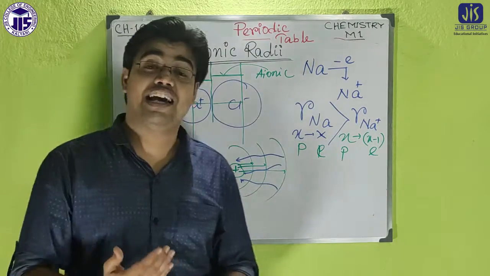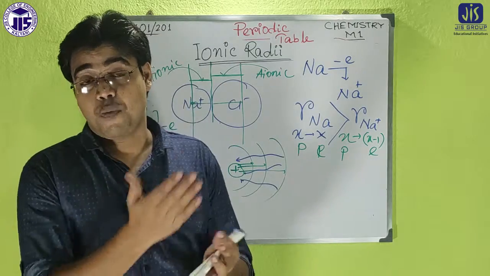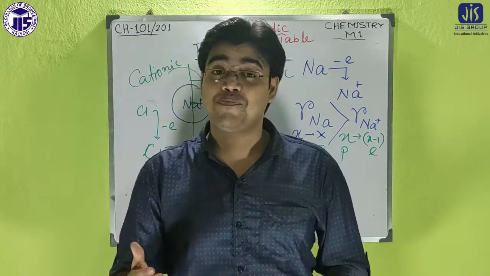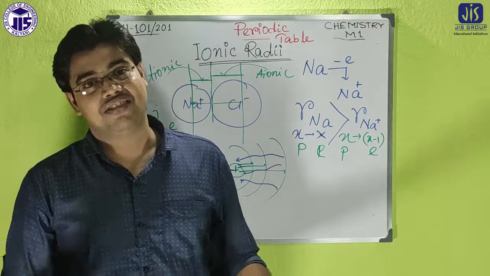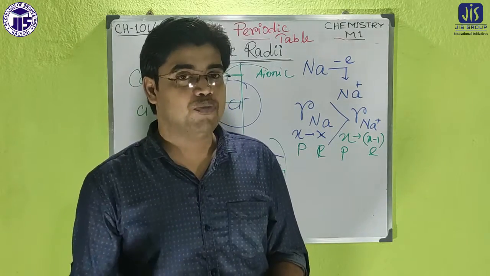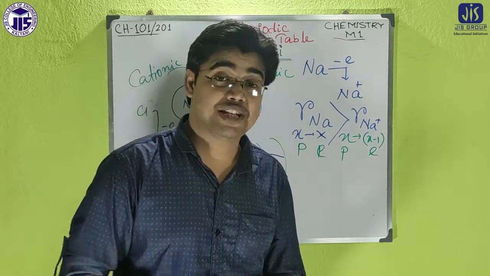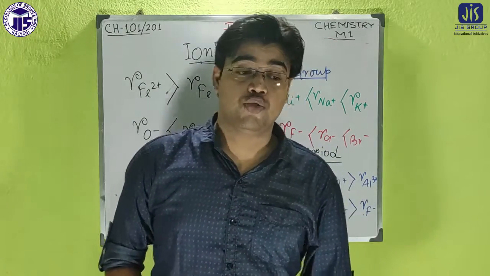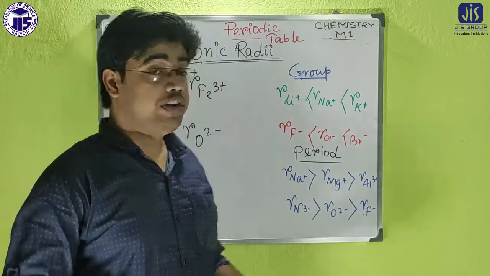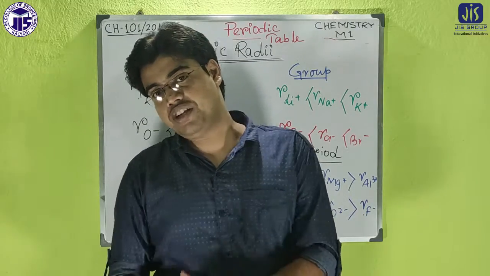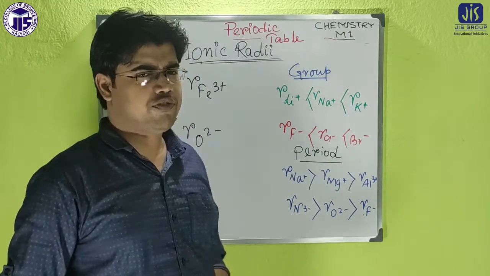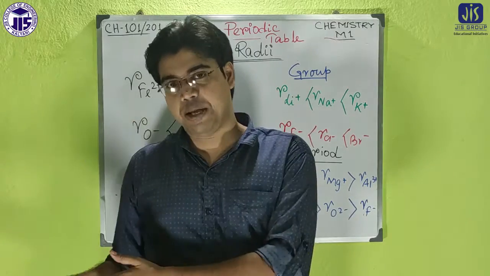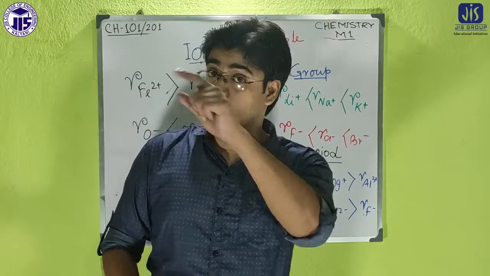So in case of anions, size increases with respect to the neutral atom, but in case of cations, the size will be lower with respect to the neutral atom. Now come to the point: what will be the increasing or decreasing order of the ionic radii, either by group or by period of the periodic table?